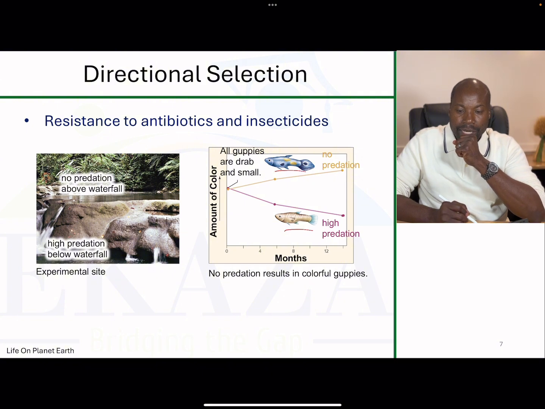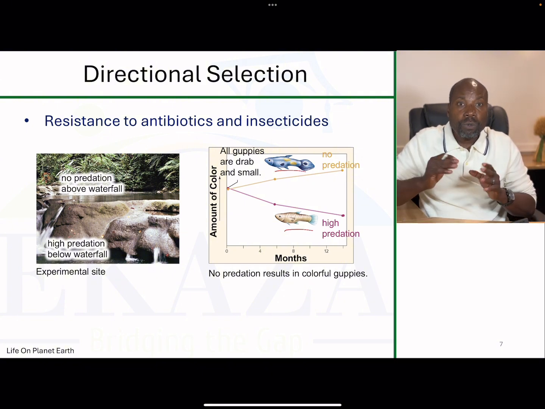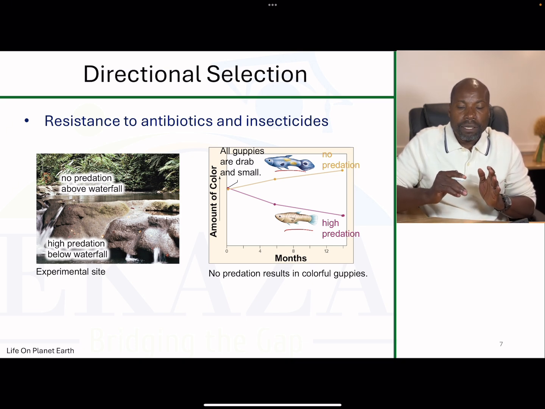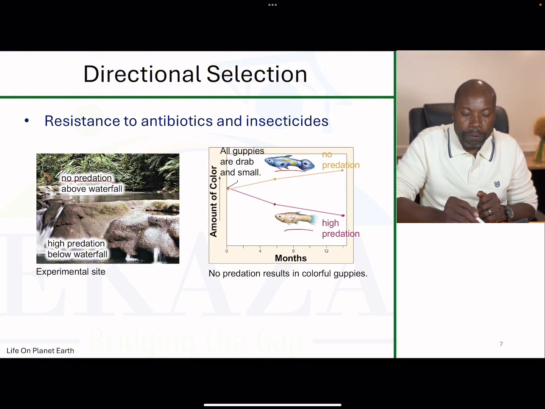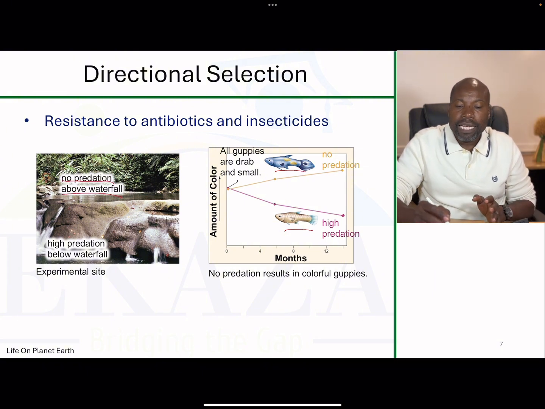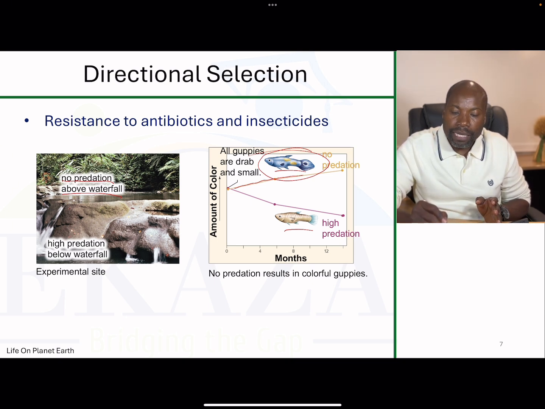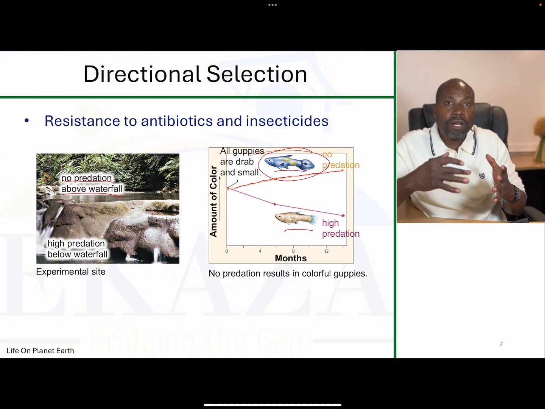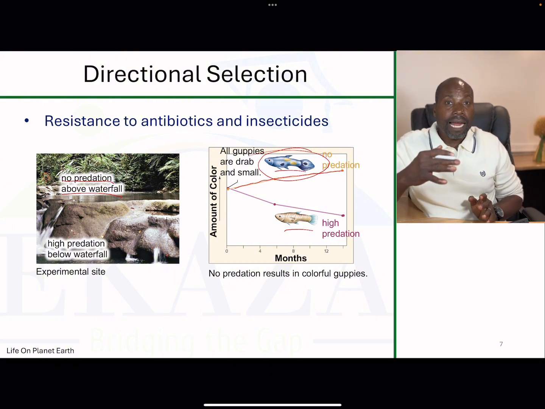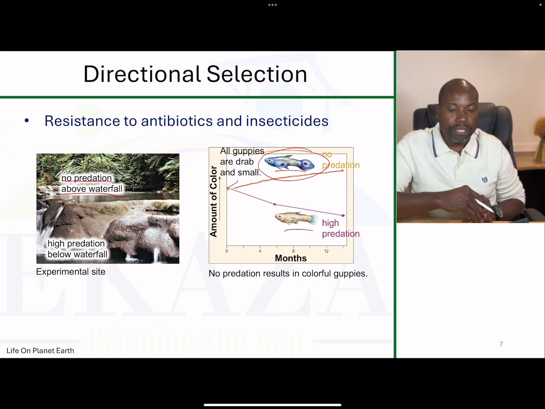Another example is this little fish here. This little fish can be very colorful or it can be dull, right? What we notice is that in places where this fish is growing, if there is no predator, this fish is very colorful. So the yellow line that you see up here is that of the number of fishes that occur that are very colorful without predation.